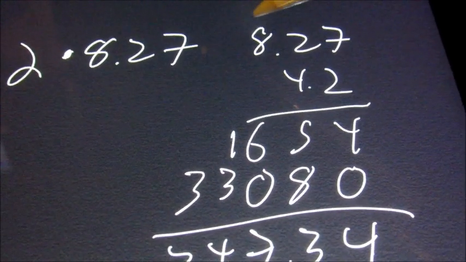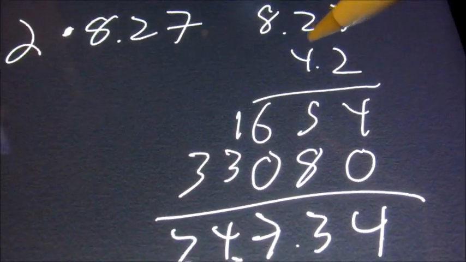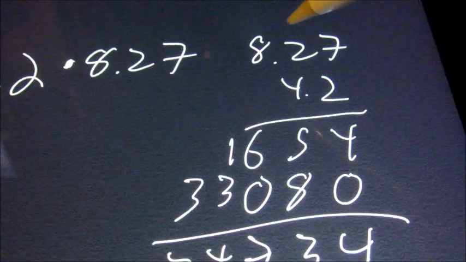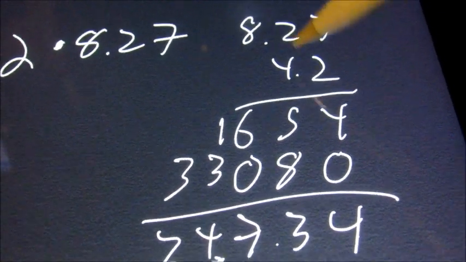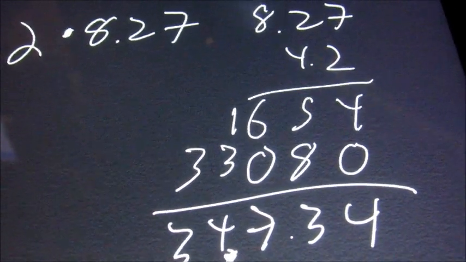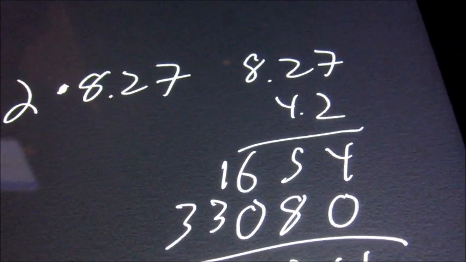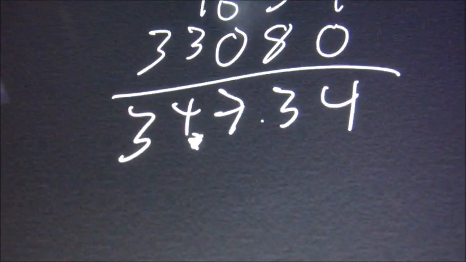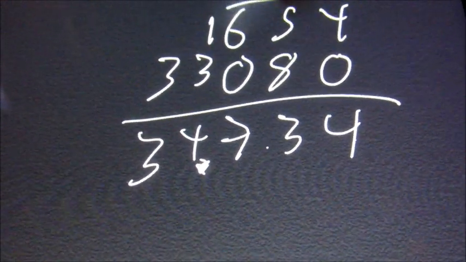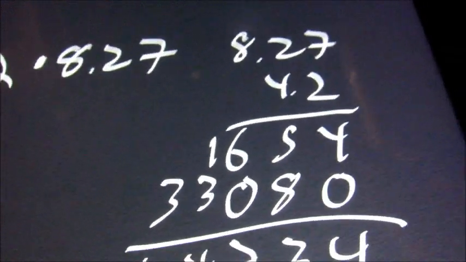And one way we can see if we're kind of on the right track is just look at the numbers before the decimal. 8 times 4 is 32, and we have 8.27 and 4.2. That's a little bit bigger than 8 and a little bit bigger than 4. So our answer should be a little bit bigger than 32, and it is 34.734. So that's how you do multiplication.